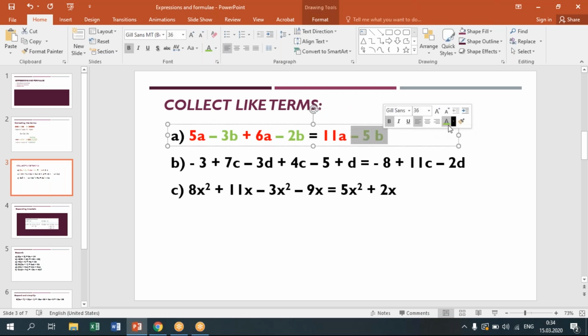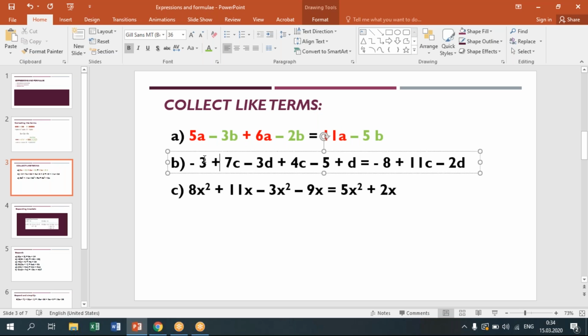And again, as you can see, I tried to find the similar variables. 5a and 6a, the variable is the same. Negative 3b and negative 2b, the variable is the same, so I can collect them. But I can't write as the next step, from 11a minus 5b, it will be like 6ab. No, it's impossible. So this is your final answer. Let's talk about the second one.